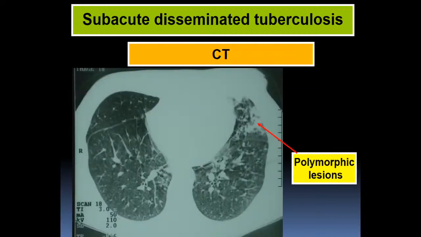CT scan. In this layer on CT scan, we can see many focal shadows joined together, fused together in groups, and forming infiltrate as a result of fusion of shadows.